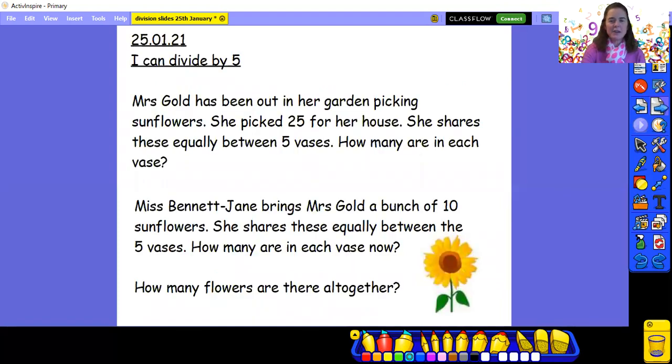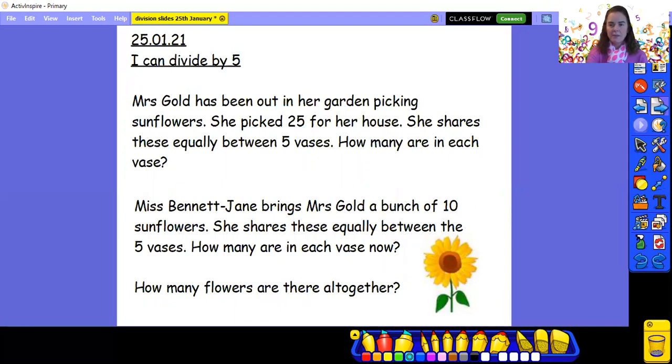Right, so we're going to be looking at this first problem. Our learning intention says, I can divide by 5. I'm going to read the problem out to you, and then I want you to pop me on pause and have a go at solving the problem using all those methods that you learnt last week for division. It says, Mrs. Gold has been out in her garden picking sunflowers. She picked 25 for her house. She shares these equally between 5 vases. How many are in each vase?